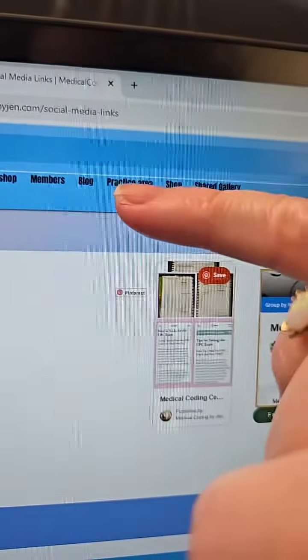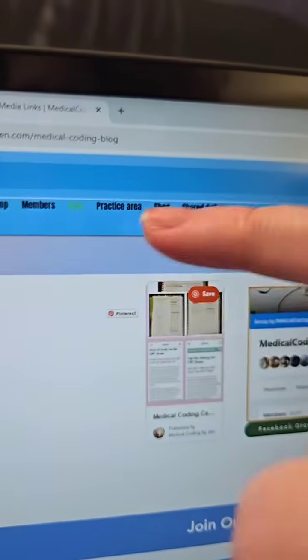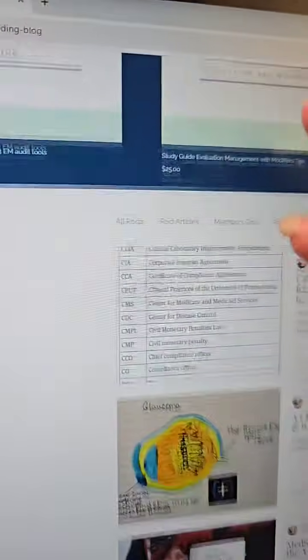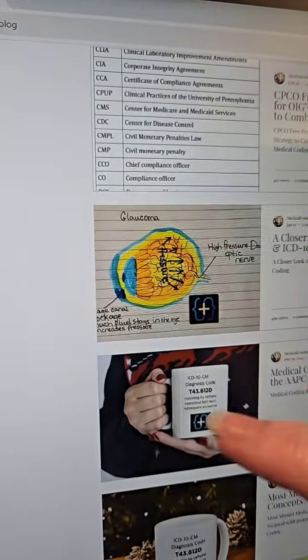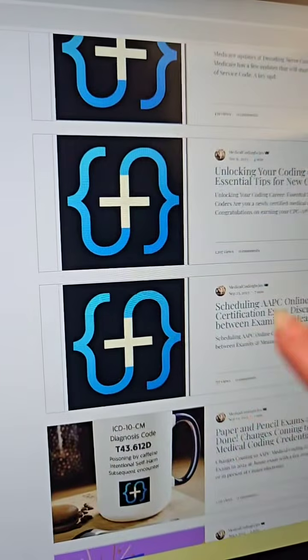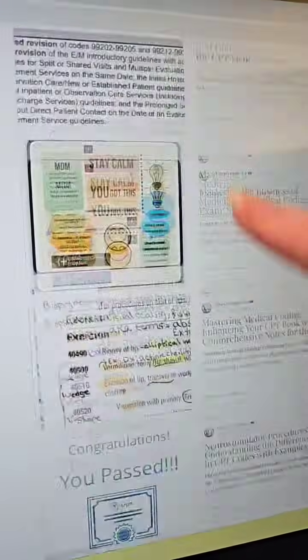The blog has everything from how do you code spinal injections or eyes, to how do I find a job and a list of people that are hiring, all throughout all these blogs. So there's not too many blogs, but they're all very good blogs if they're posted.